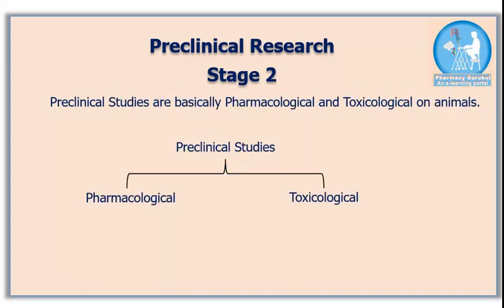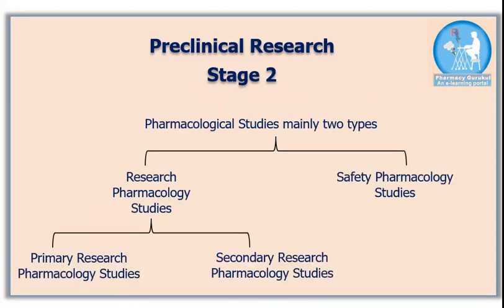If you are enrolled in an advanced course like M.Pharm or PharmD, you need to study a bit deeper. There are two approaches of preclinical studies. The first one is the pharmacological approach and the second one is the toxicological approach. The pharmacological studies are categorized into two groups: research pharmacology studies and safety pharmacology studies. Research pharmacology studies are further categorized into two groups: primary research pharmacology studies and secondary research pharmacology studies.